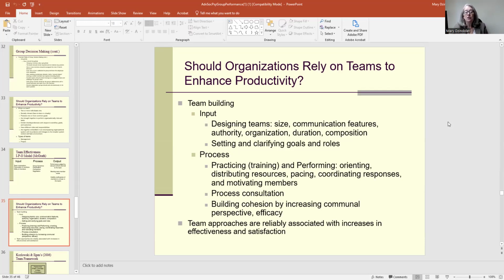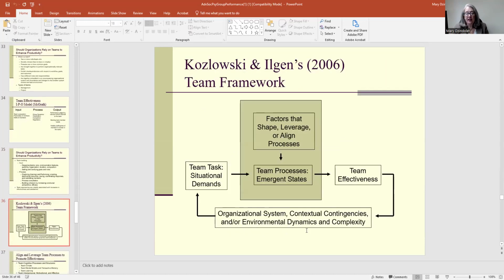You want to make sure that you have really good procedures and processes that enhance productivity, and you want to build cohesion a number of ways, because remember, those cohesive groups do better and productive groups become more cohesive, and that's going to work at the team level also. So there's lots of different team approaches that we can do to increase team effectiveness and team satisfaction.